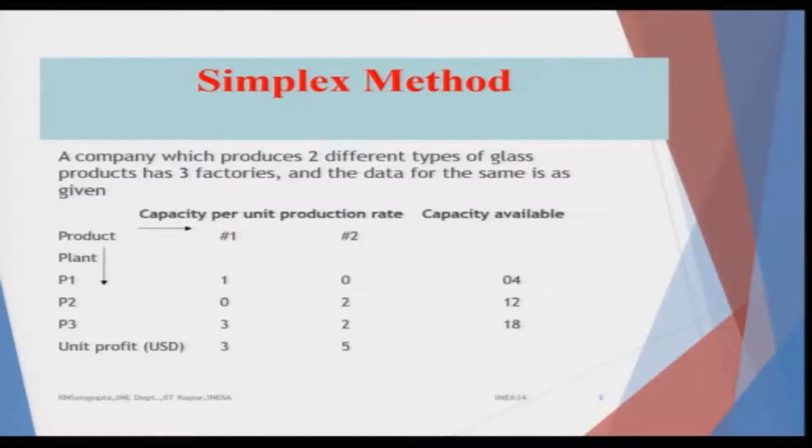So, the unit profit which I get from product 1, irrespective of the plant, is 3 units, and the unit profit which I get from product 2, irrespective of plant, is 5 units. So, if I want to formulate the primal problem, considering it is a maximization problem, x 1 and x 2 are for product 1 and product 2. The unit profits are 3 and 5, so it will be 3 x 1 plus 5 x 2, which you want to maximize corresponding to these 3 constraints pertaining to plant 1, 2 and 3.